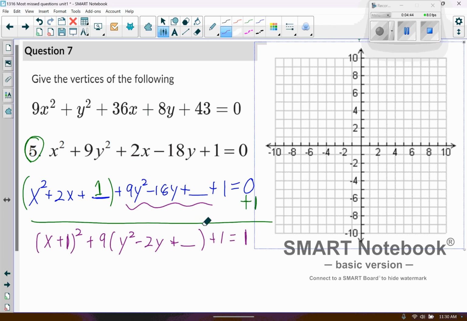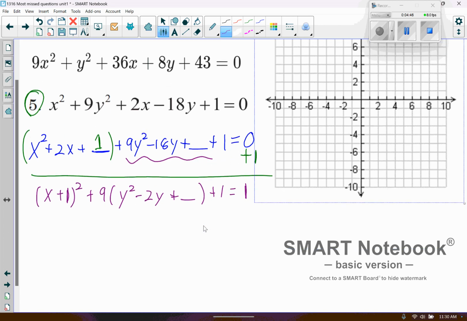Now, this is where things can get a little tricky and students can get thrown off. I still do half a -2, which is -1, and square it and put a plus 1. So if I add 1 here, I have to subtract 1 over here, right? Oh, yeah.